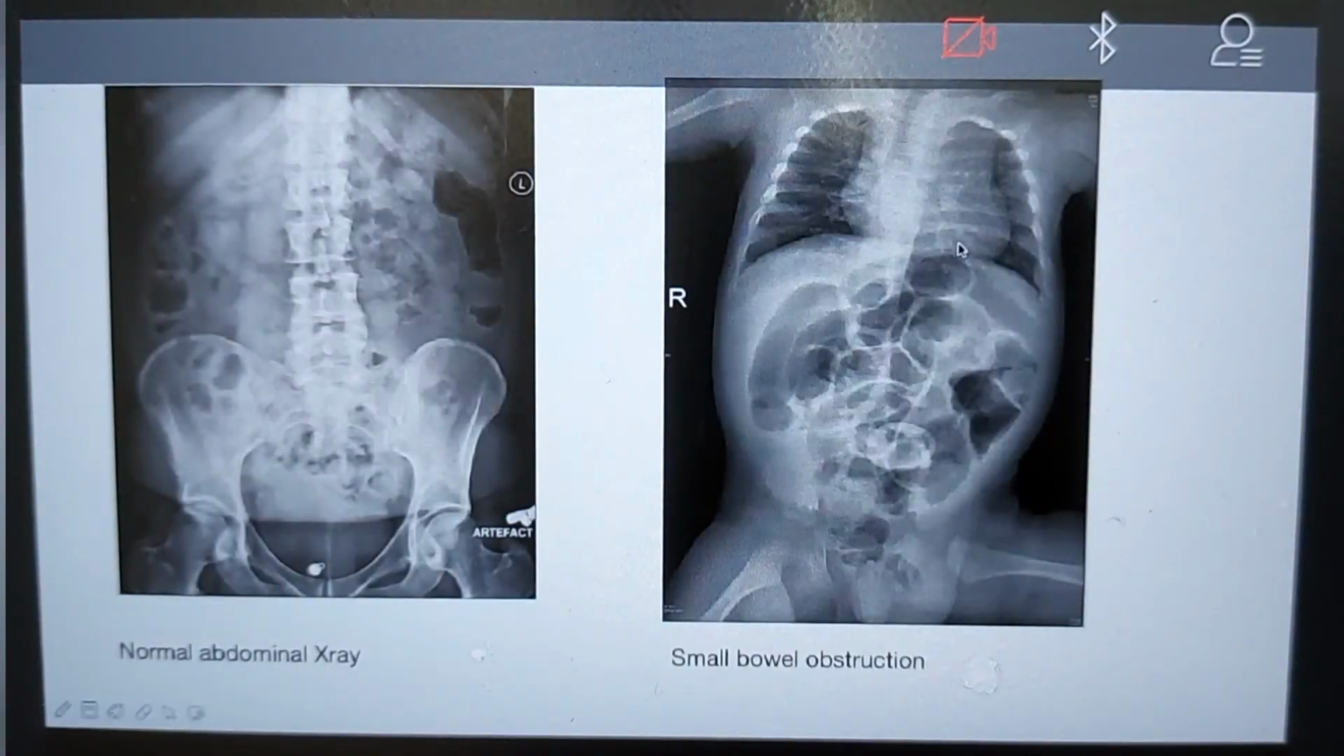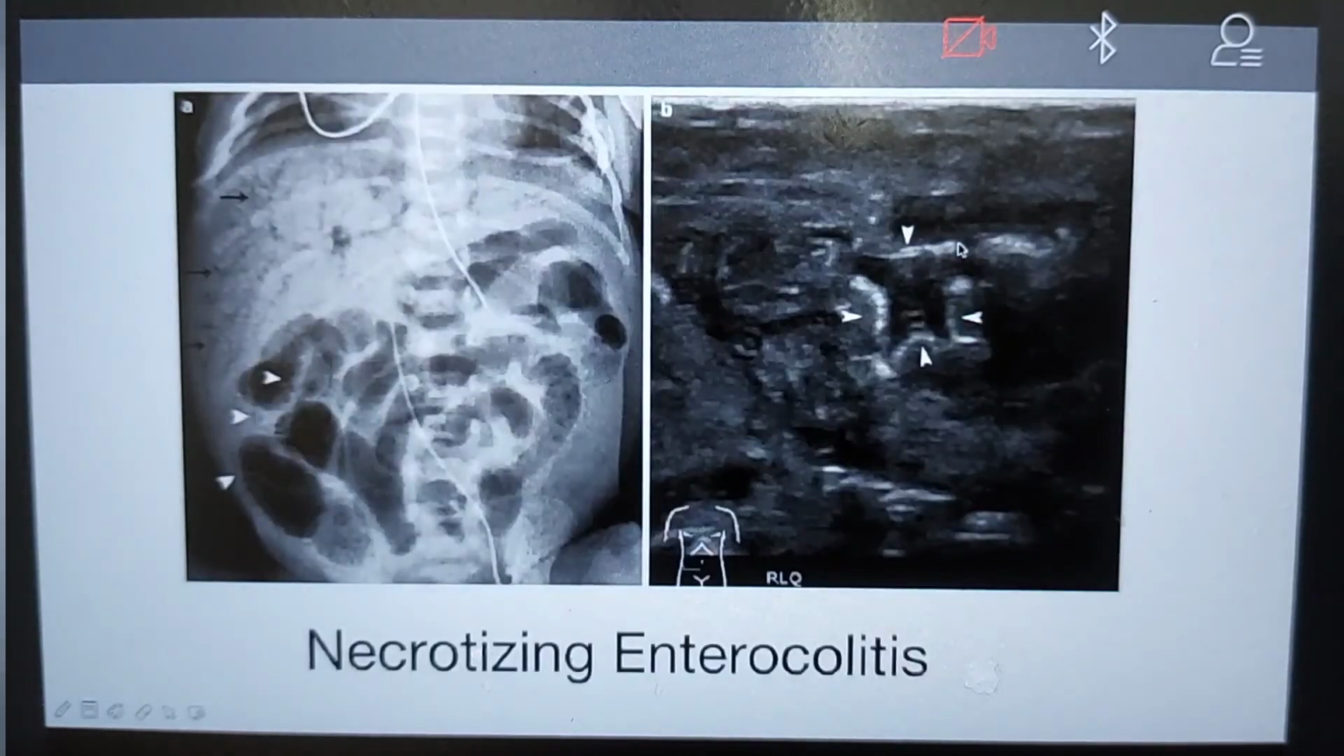So on the left side is a normal abdominal X-ray. However, when there's obstruction, you can see the abdominal X-ray has a lot of dilated bowel. And then this is an example of necrotizing enterocolitis. It usually happens in premature babies, about 7% of them. They have the stages we call Bell stage.